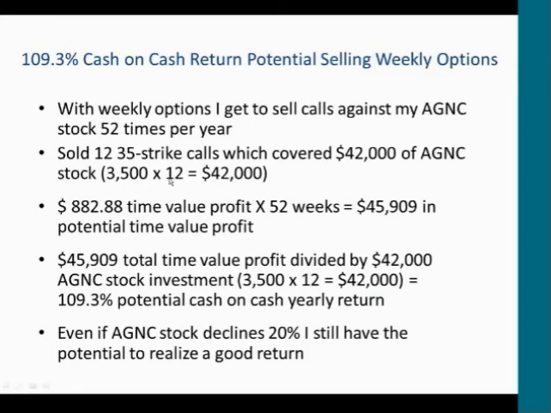Selling 12 of these 35 calls is equivalent roughly to $42,000 of super portfolio stock. So if you get a similar time premium each week times 52 weeks, you're going to collect $45,000 in time value premium over the course of the year versus your $42,000 investment in the super portfolio stock. So again, you're going to get over 100% cash on cash return by selling a similar premium each week. So again, a lot can go wrong with the super portfolio stock, and you still make money with this trade.